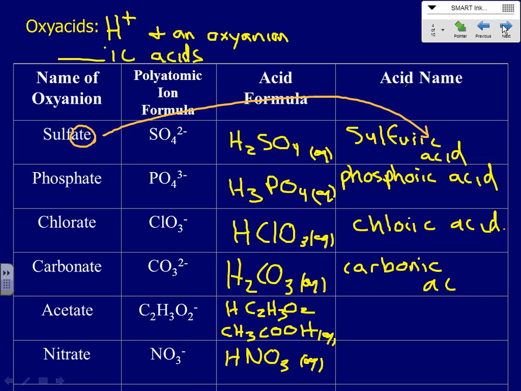Carbonic acid. Does anybody know where we find carbonic acid? That's another common one we could have talked about. Carbonic acid is formed in carbonated beverages. So if you drink some pop, doesn't matter what kind of pop it is, there's carbonic acid in there. That's what makes it taste so good, right?